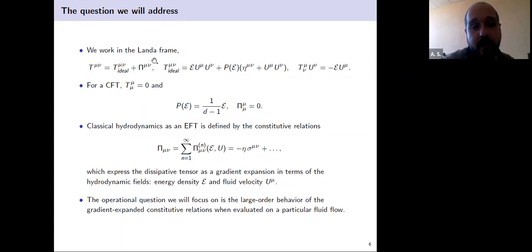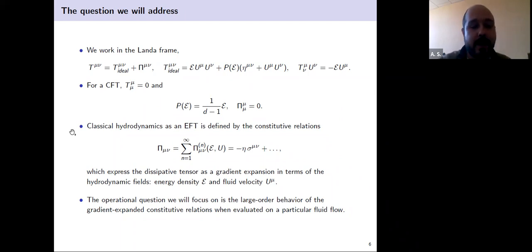In the Landau frame, the energy density and the fluid velocity are the solutions of this eigenvalue problem set by the expectation value of the energy momentum tensor of your underlying microscopic theory. We are going to consider exclusively conformal fluids placed in four-dimensional Minkowski space in such a way that the energy momentum tensor is going to be traceless. The pressure is going to be related to the energy density by the standard equation of state for a conformal fluid. And this dissipative part of the total energy momentum tensor is going to be traceless as well. So this piece is transverse and traceless.